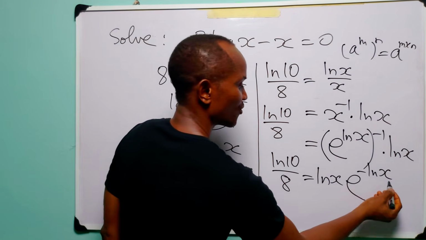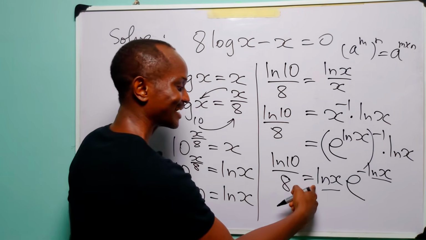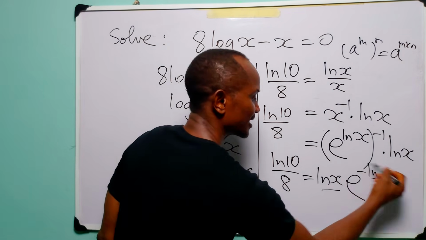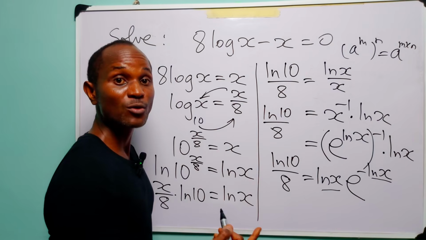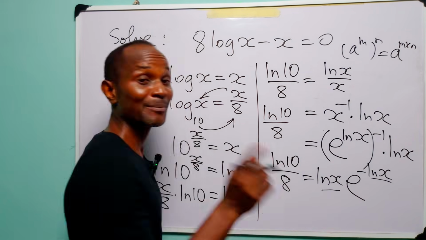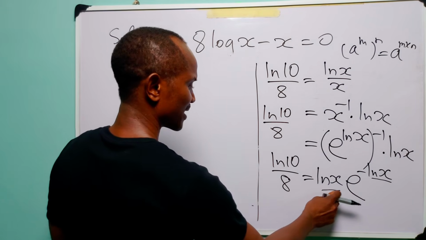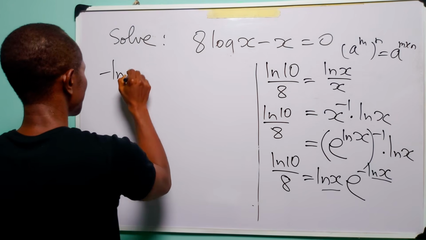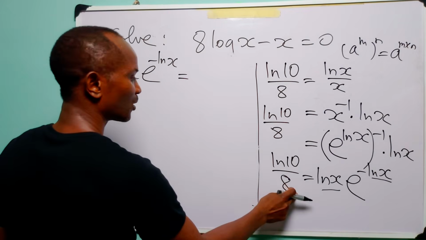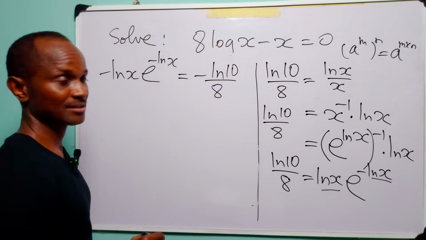Now notice that we already have ln x here and we have ln x here. The only thing that is lacking here to make what we have before e look like exactly what we have in the exponent is this negative sign. And how do we introduce that negative sign? By multiplying both sides of this equation by minus 1. So when we multiply both sides of this equation by minus 1, we have that minus ln x e raised to power minus ln x is equal to minus ln 10 divided by 8.